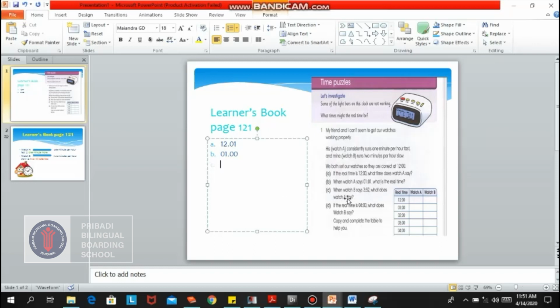And C, when watch B says 3:52, what does watch A say? We have to find out the real time first. Watch B says 3:52. Look at this one, runs 2 minutes per hour slow. So we have to add 2 more minutes from here. 52 plus 2 is 3:54. 3:54 is the real time. So watch A says, add or minus?